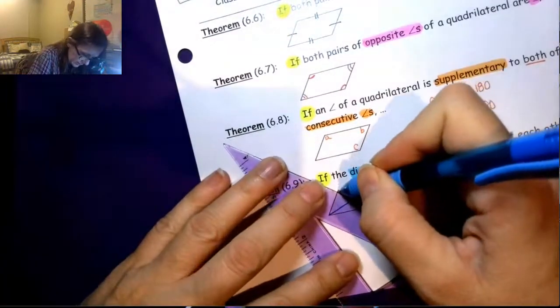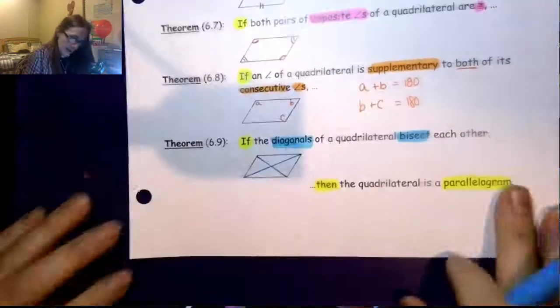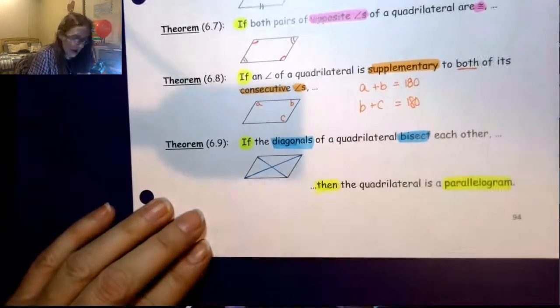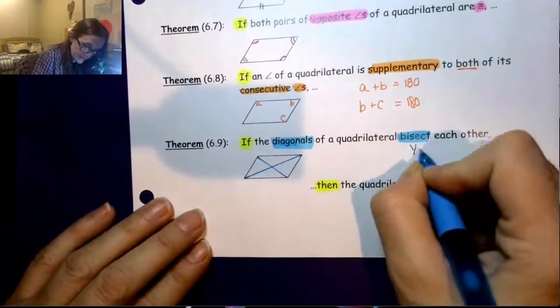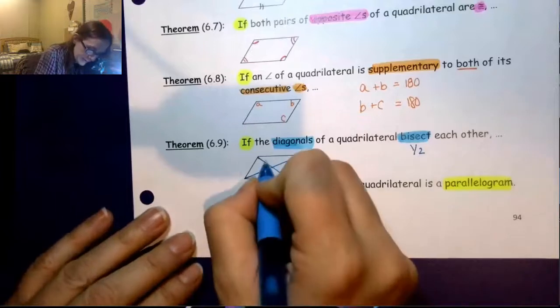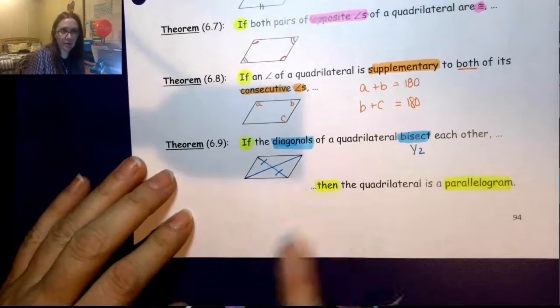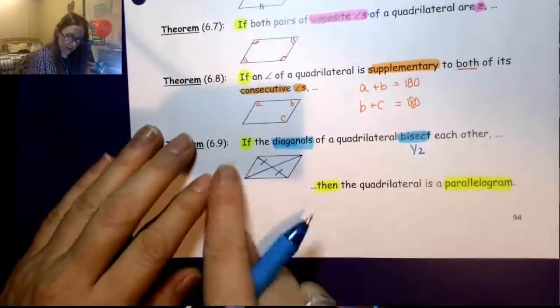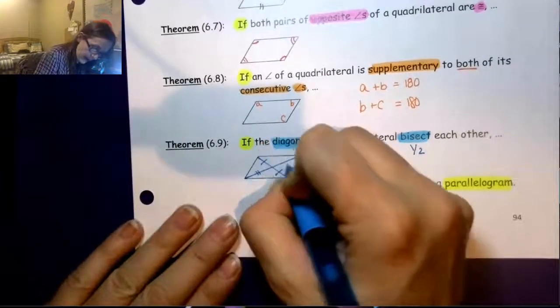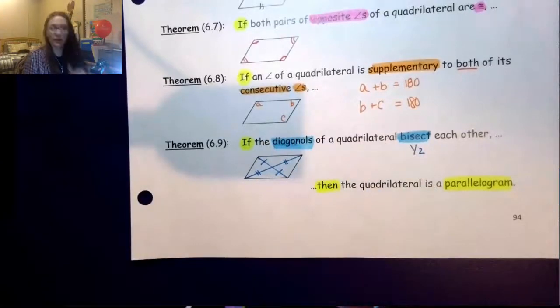So I like my diagonals first. And then my diagonals bisect. Every time I see the word bisect, I know it cuts it in half. So that means this side over here is equal to this side over here. It does not mean that all four sides are the same. Those two sides are the same, and these two sides are the same. If that's true, then again, I know I have a parallelogram.